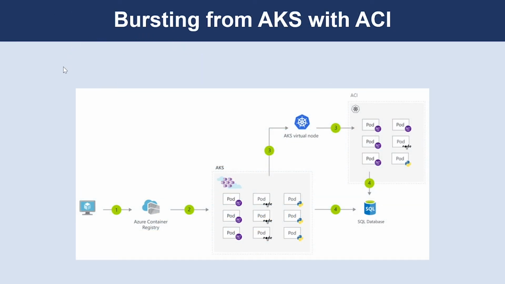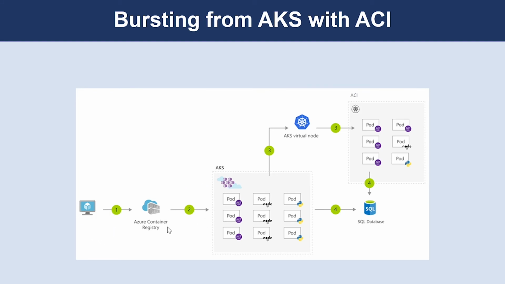Let's look into how you can burst from AKS with ACI. Use the AKS virtual node to provision pods inside ACI that start in seconds. This enables AKS to run with just enough capacity for your average workload. As you run out of capacity in your AKS cluster, scale out additional pods in ACI without any additional servers to manage. The first step is the user registers the container in Azure Container Registry.